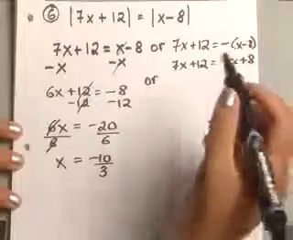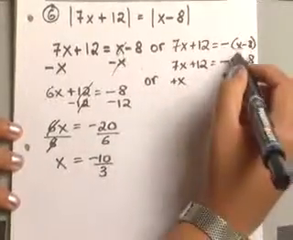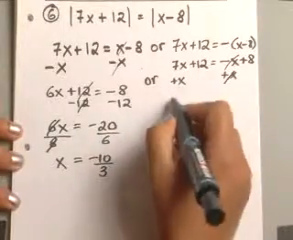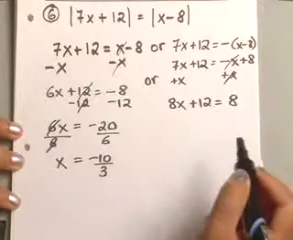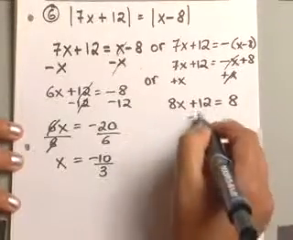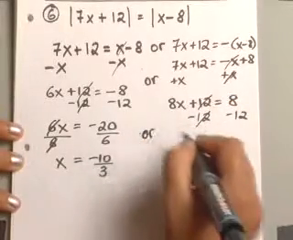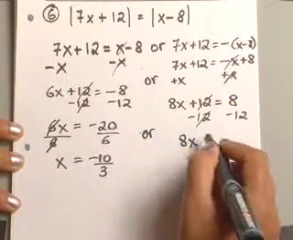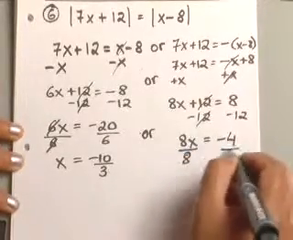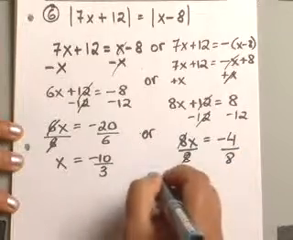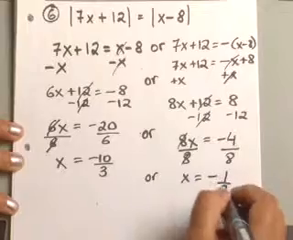Once you make that change, we can go ahead and bring our like terms on the same side, move our x, which will give you 8x plus 12 equals 8. Move your 12 over to the other side, which will give you 8x equals negative 4. Now we can divide by 8 on both sides, and we will end up with x equals negative 1/2.